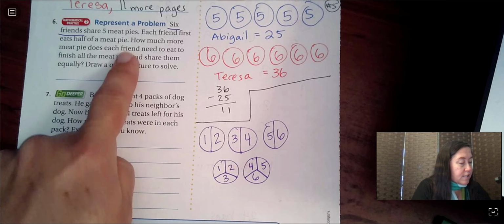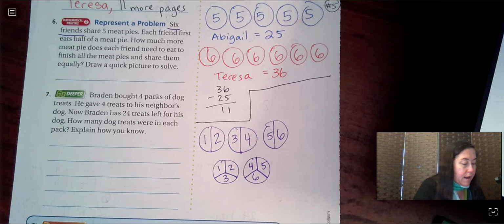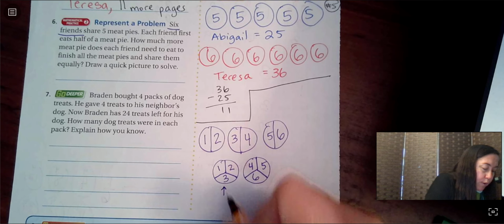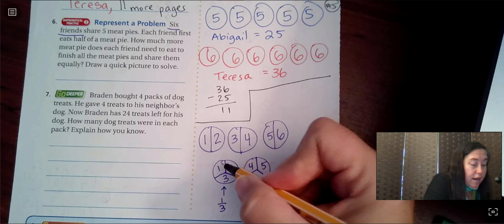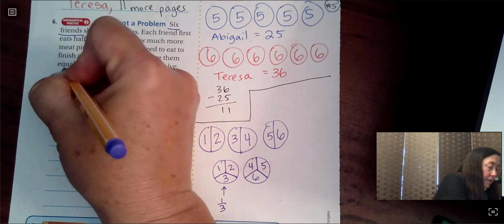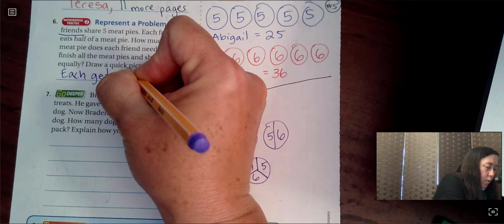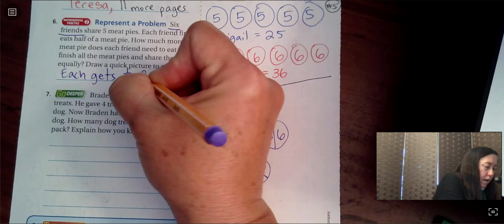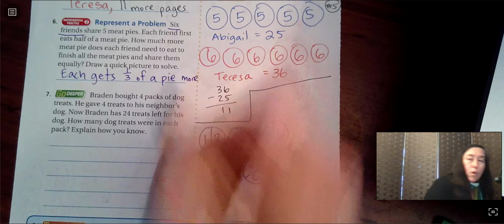So they each get a 1/2 piece. But then the question, if I go back, how much more meat pie does each friend need to eat to finish all the meat pies? Well, this was broken into 1/3 pieces, right? And each friend took one of those 3 pieces. So each gets 1/3 of a pie more.